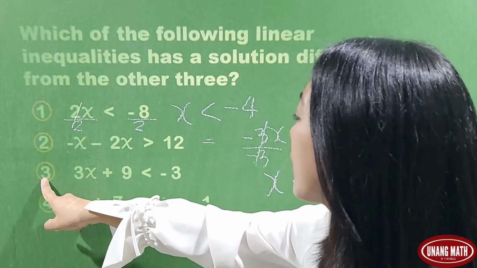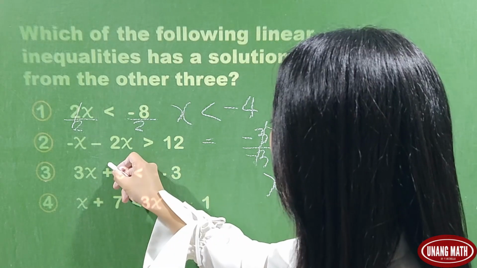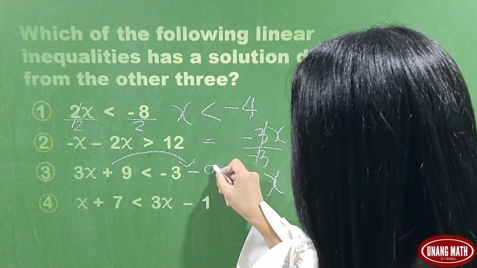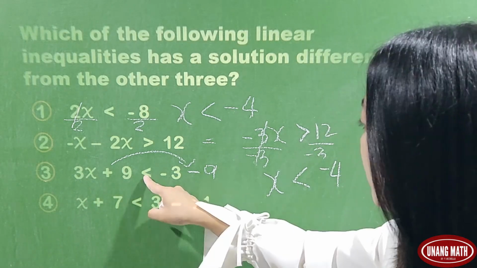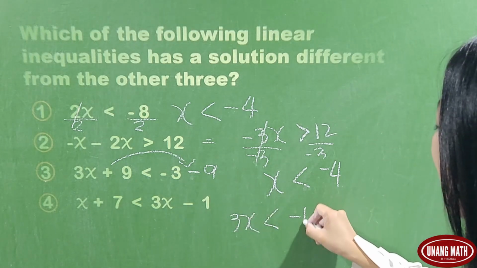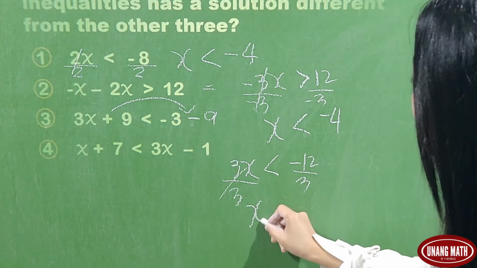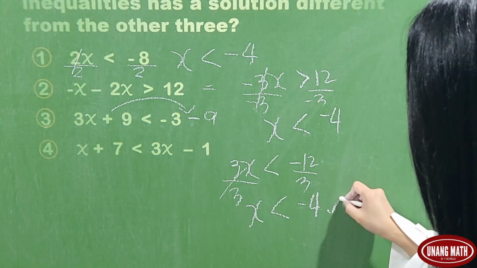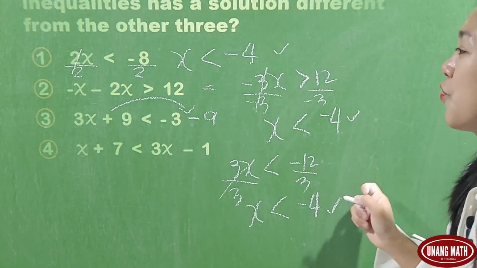Okay, number 3. 3x plus 9 is less than negative 3. We have to transpose or move 9 to the other side, so this becomes minus 9. If we simplify, we have 3x less than negative 3 minus 9, it's negative 12. To find x, divide both sides by 3. So x is less than negative 12 divided by 3, which is negative 4. This is also the same as the first and the second answers.